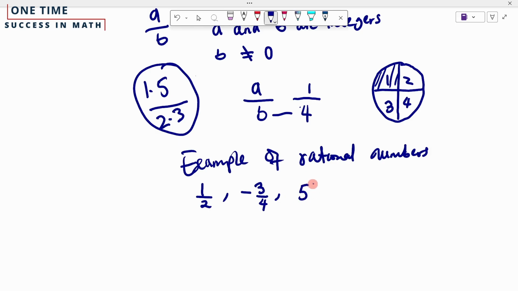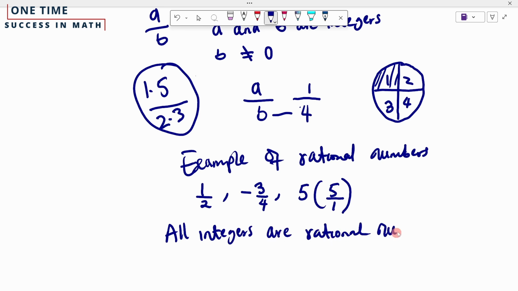We want to ask, is this a fraction? Yes, because 5 can be written as 5 over 1. Any number that is divided by 1 will still give you that same number. In that case, all integers are rational numbers. Let me write it out. All integers are rational numbers. So take note of this, that all integers are rational numbers.